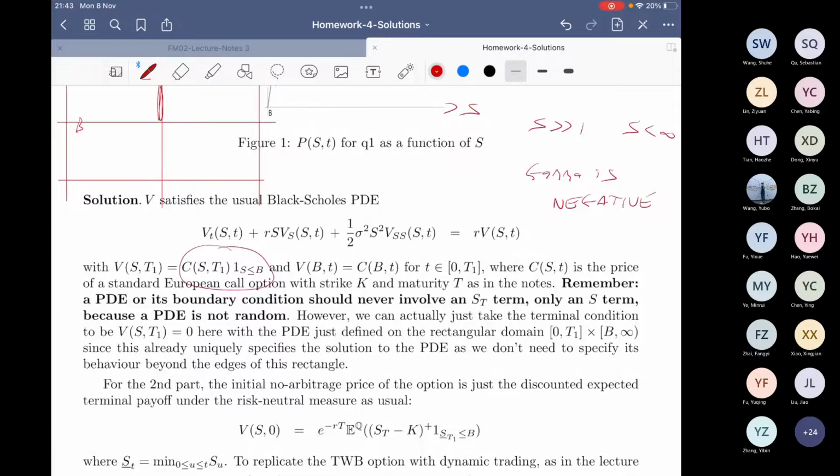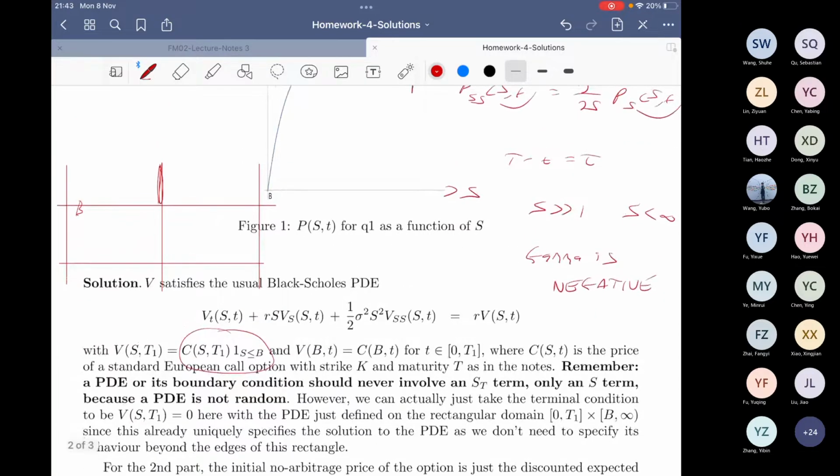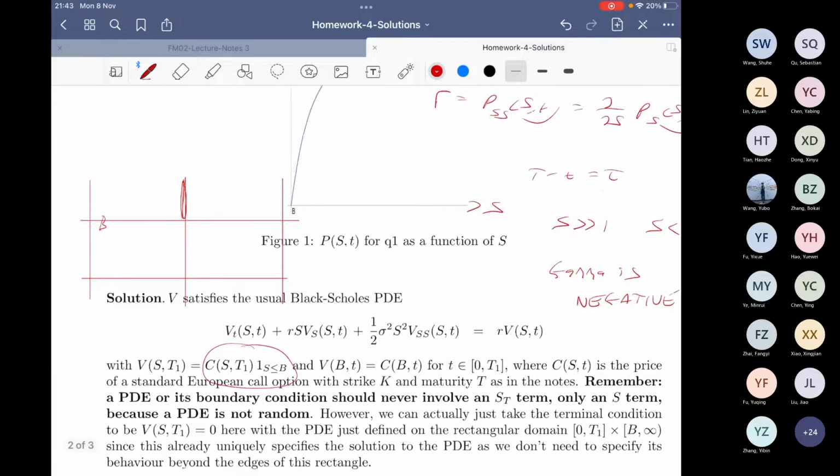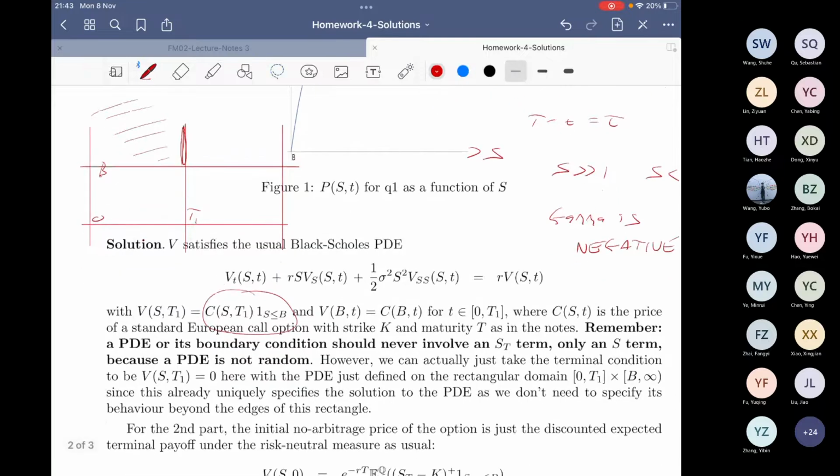However, so we've specified what the value of this option is. I'm only concentrating in this question on what the value is from 0 to T1, because it's kind of boring after T1, because either the thing has died or it's just become a European option. So either of those scenarios are quite boring to us. What we really care about is a PDE for the value of the option in this area here. But it turns out it's sufficient to specify the boundary conditions just along the edges of the rectangle.